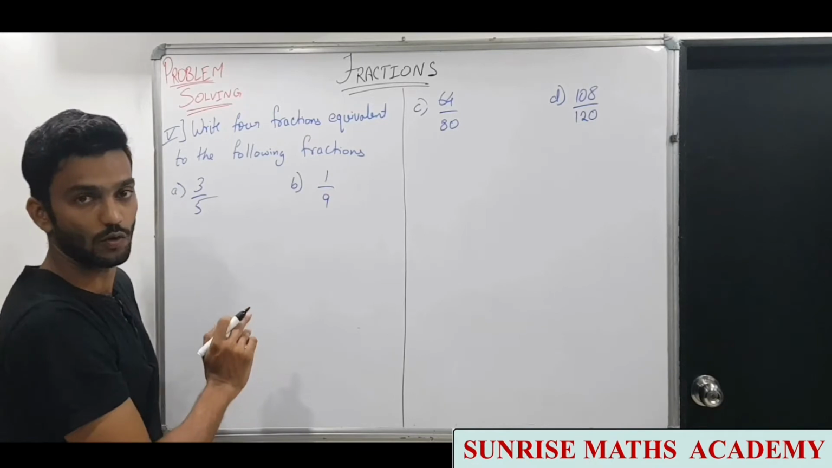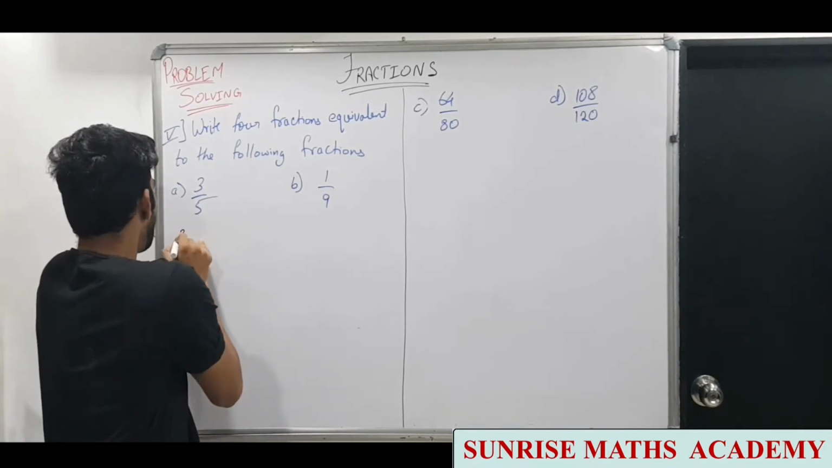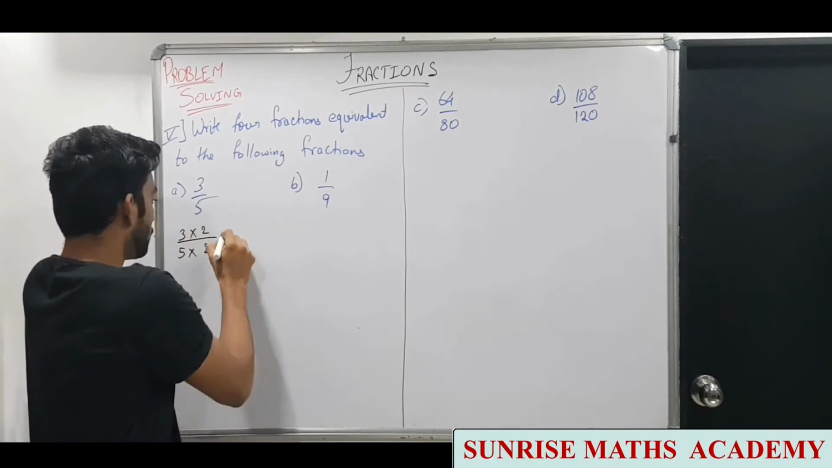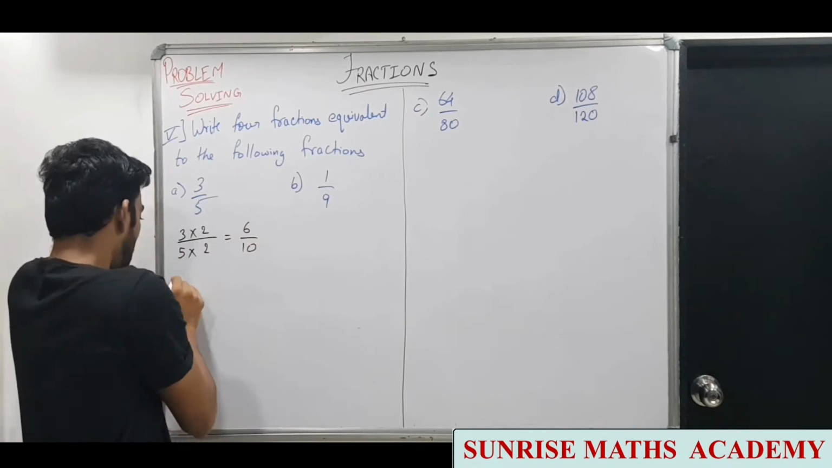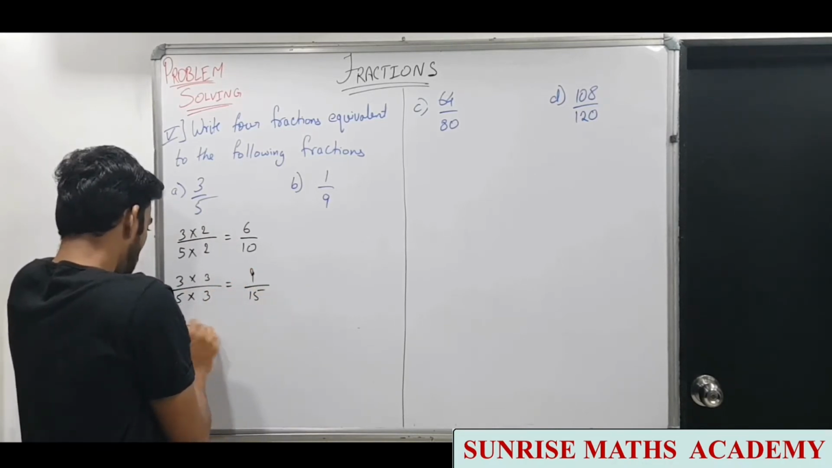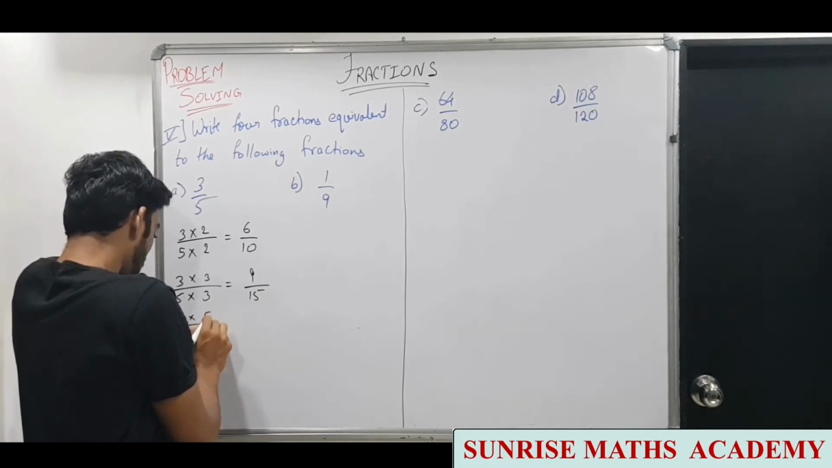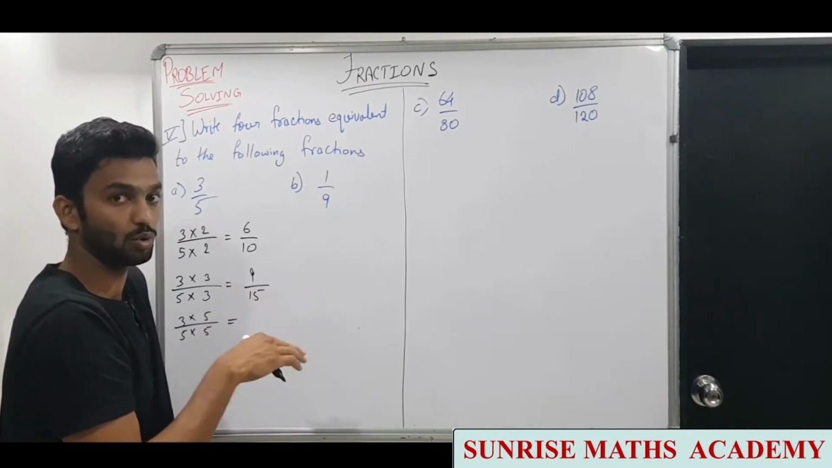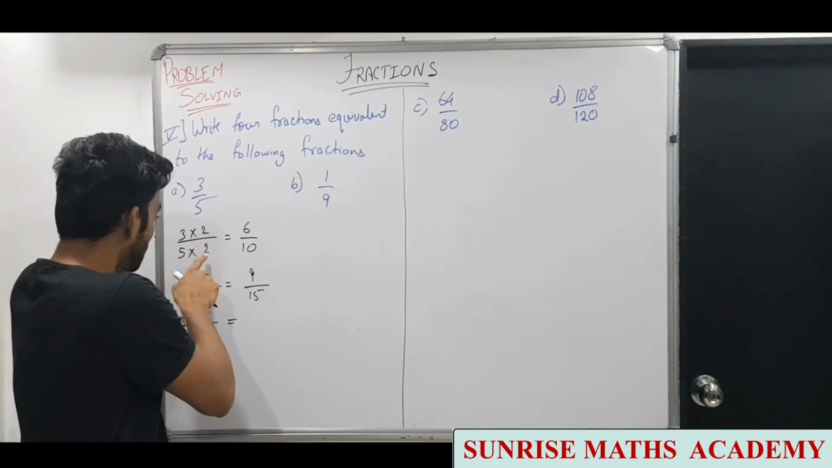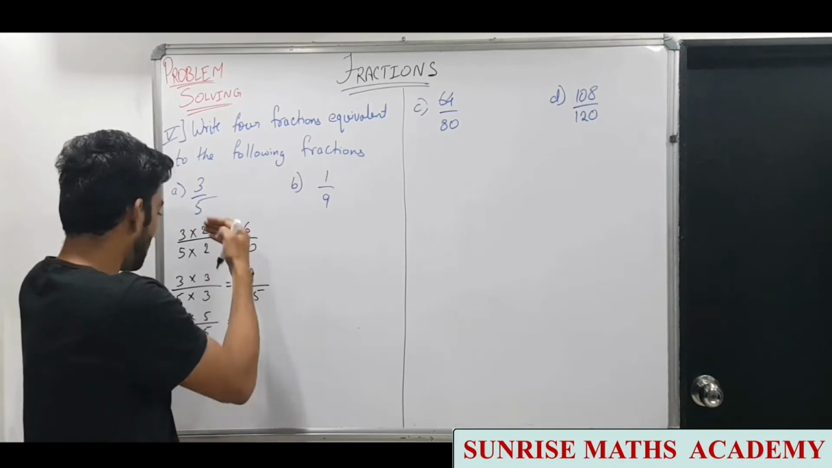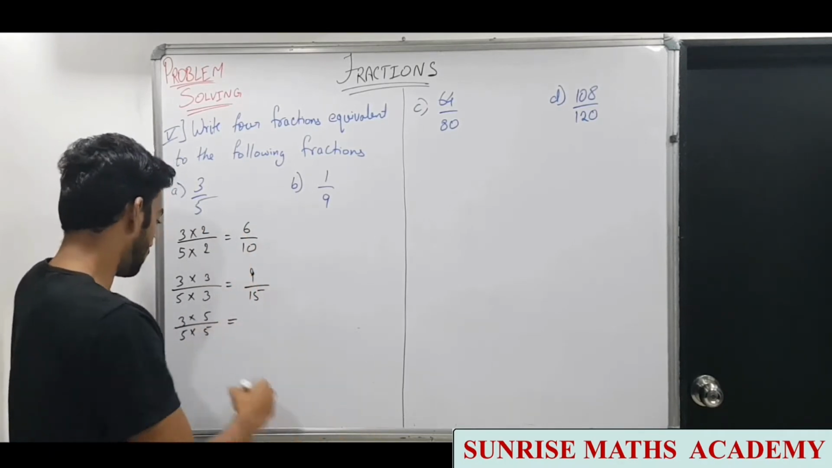3 upon 5 is in the simplest form because the HCF is 1. So we multiply both numerator and denominator by the same non-zero number. So we multiply by 2, 2 into 2, we get 6 upon 10. Second, we can multiply that same fraction by 3. So we get 9 upon 15. Then we can multiply it by 5. We can multiply it by any non-zero number. If you multiply it by 0, it becomes 0. Therefore, non-zero number. And I started with 2 because if you multiply it by 1, we'll get the same fraction. So that's why we are multiplying it by 2, 3, 4, 5, 6, whatever numbers you can.